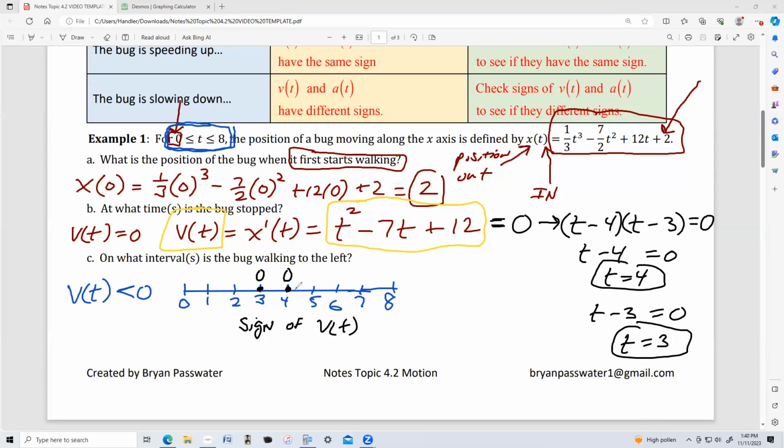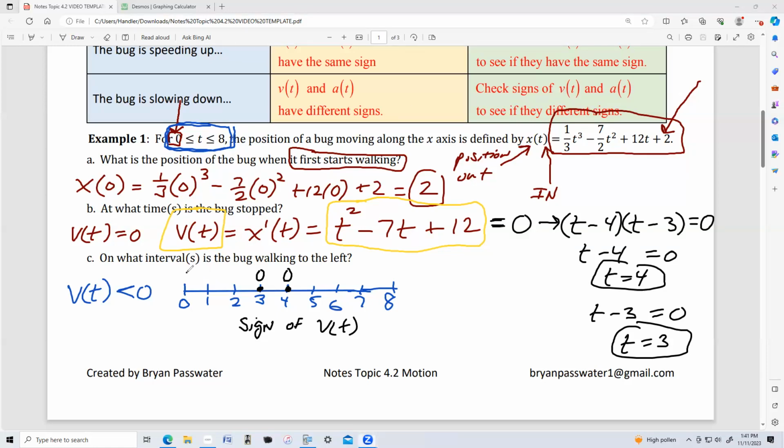That's all it can do is stay on a track and walk left or right. But unless we investigate the signs of velocity, we really don't know. Was the bug walking to the right and then it caught its breath at the 3-minute mark? Or was it walking to the left? Did it continue in a straight path?